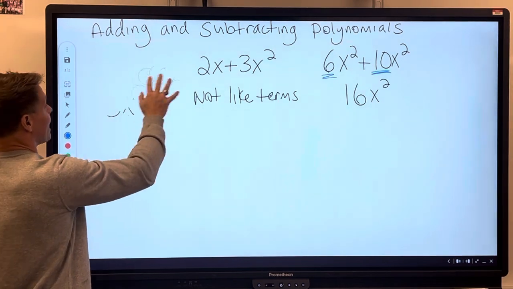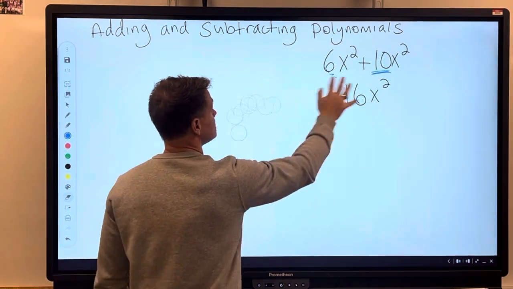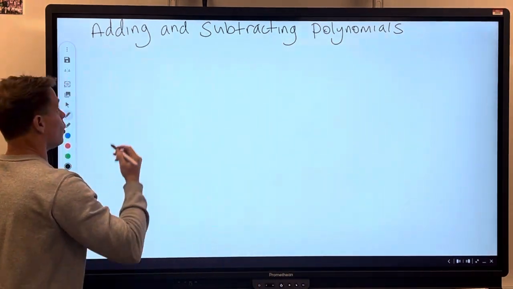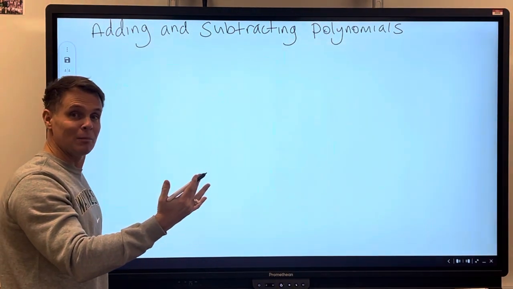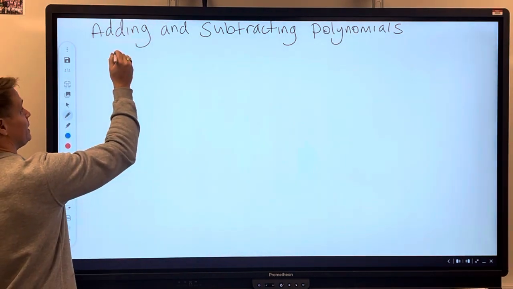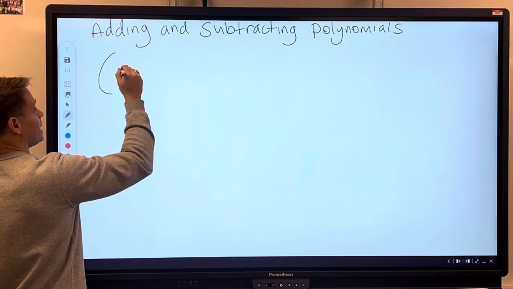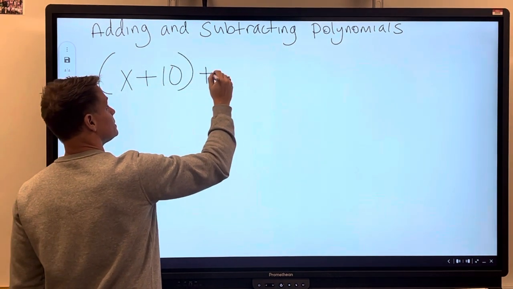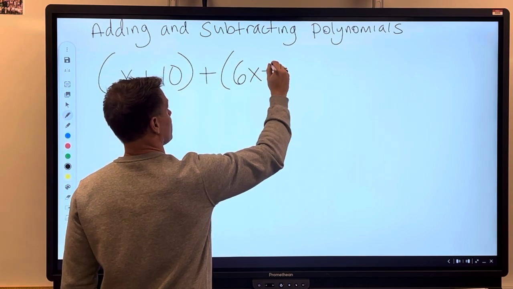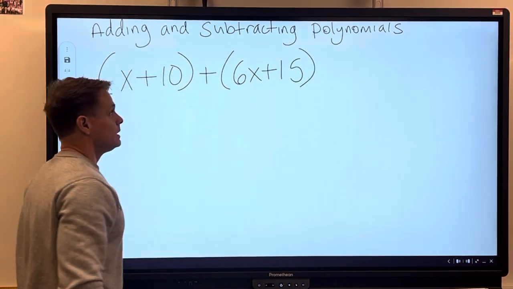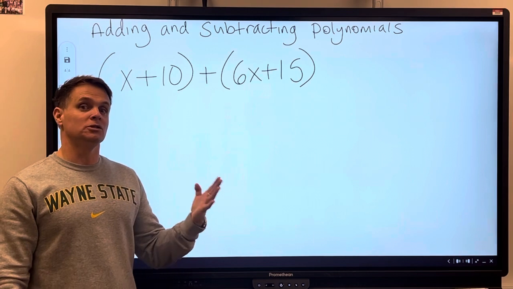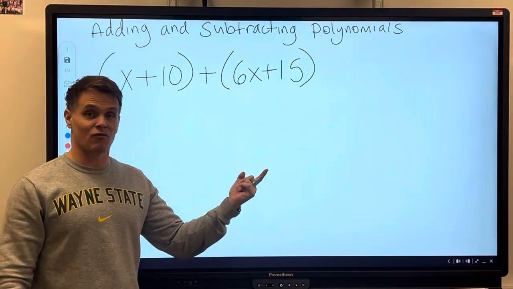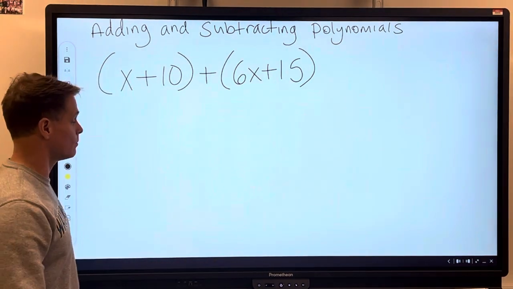Now, let's take a look at adding and subtracting polynomials. First we'll look at adding polynomials. Adding polynomials is pretty easy. You've got, let's say, x plus 10 plus 6x plus 15. Now we want to make sure that when we are done adding these, the answers are in standard form.